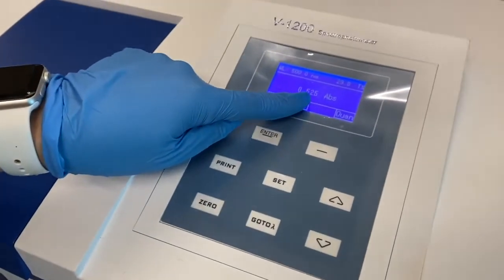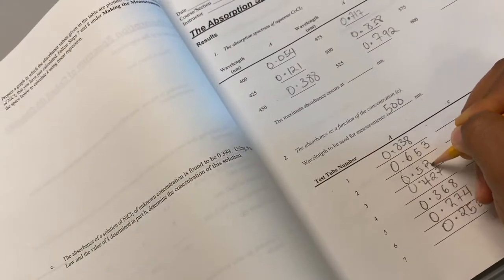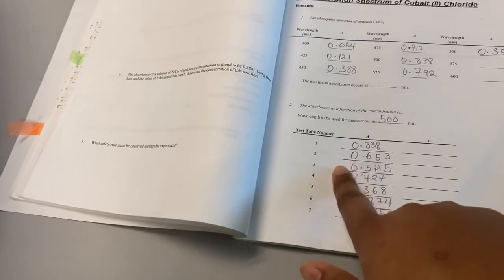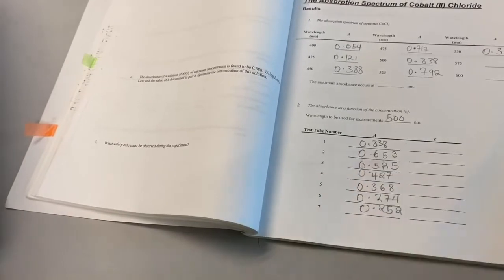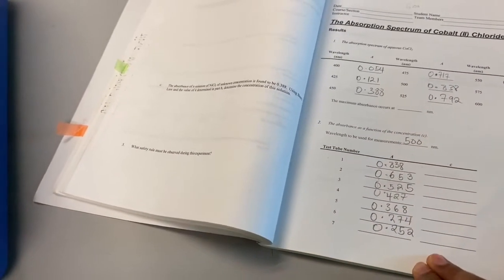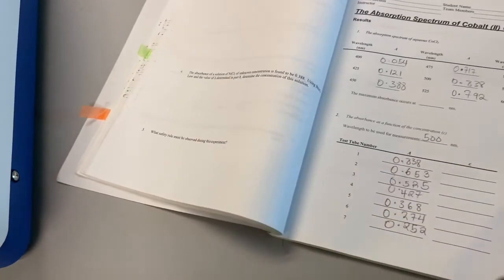So instead of 1.131, it was actually 0.525. So I'm gonna go ahead and correct that. So now that is the correct one. This is the one that we corrected, and then you see how it goes down. It regresses as we go down. So that's it.